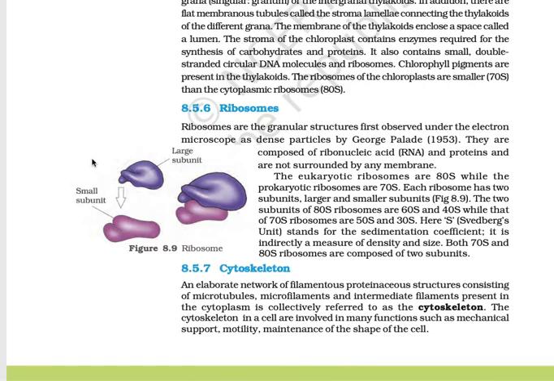Figure 8.9. The two subunits of 80S ribosomes are 60S and 40S, while that of 70S ribosomes are 50S and 30S. Here S stands for Svedberg's unit for the sedimentation coefficient. It is indirectly a measure of density and size. Both 70S and 80S ribosomes are composed of two subunits.